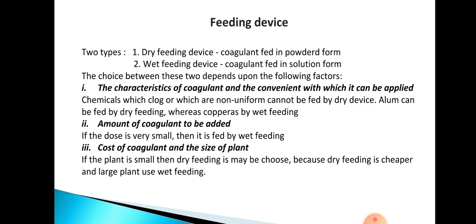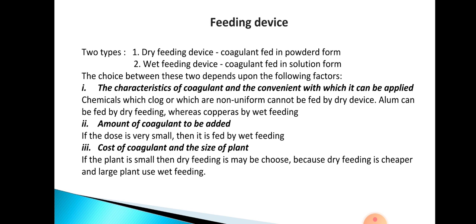Suppose we are going to add alum. Alum is usually added in the dry feeding method. So the characteristics of the coagulant means which coagulant we are using. If we are using alum, normally it is fed by the dry feeding method, whereas when we use copperas, it is done in the wet feeding method.